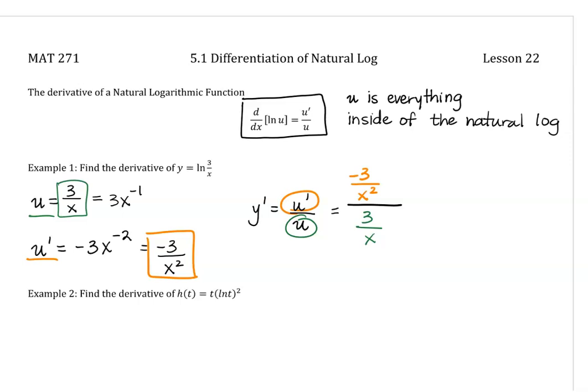We're dividing fractions. I will keep the one on the top the same, and I will multiply by the reciprocal of the one on the bottom. Our 3's will cancel. We will still have a negative, and one of the x's will cancel. So we are left with a negative 1 over x.